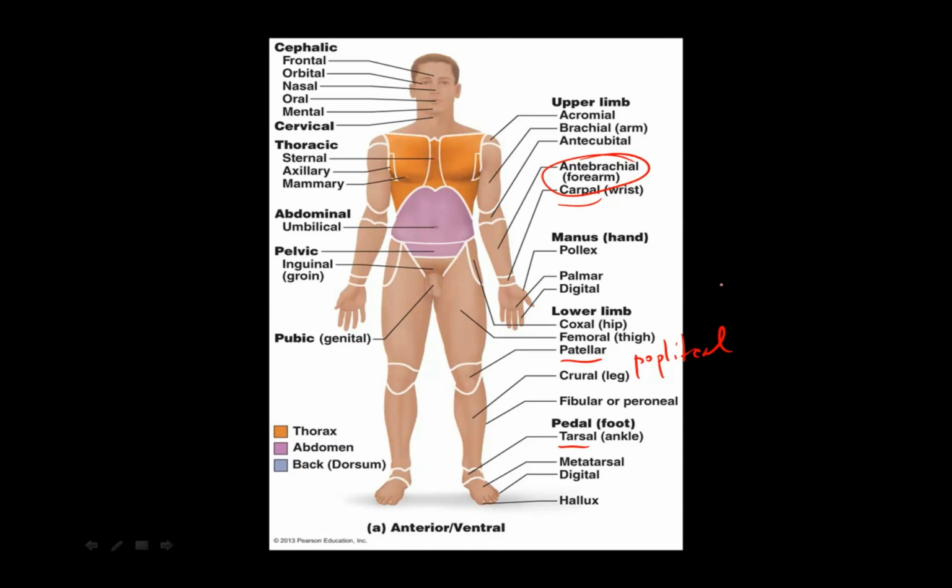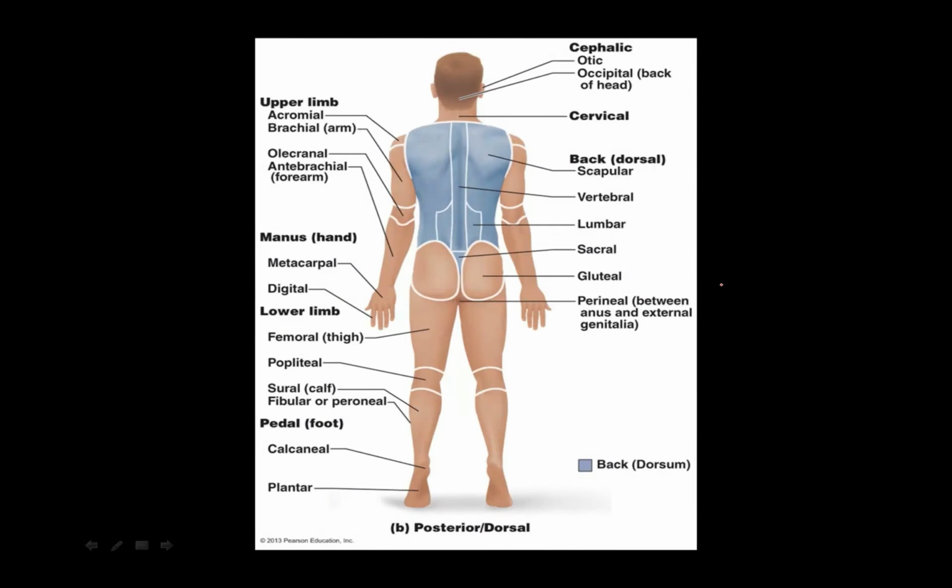For this first test, I want you to be able to match up these body parts with the correct anatomical name. There's also an image that shows the posterior side as well. Make sure this image in your textbook is something you're familiar with. It'll be a matching question or two on your first test.